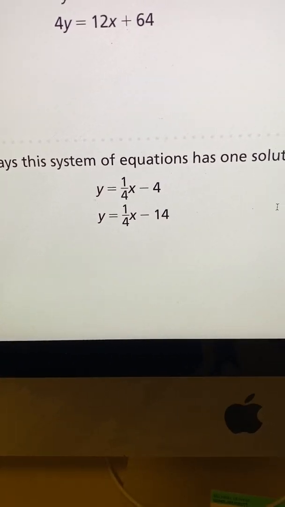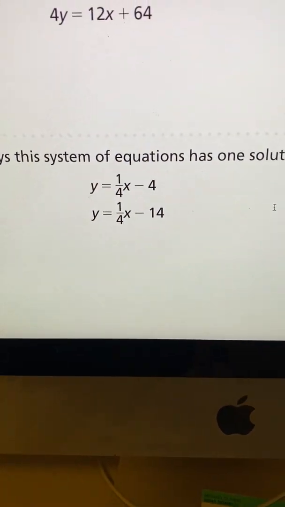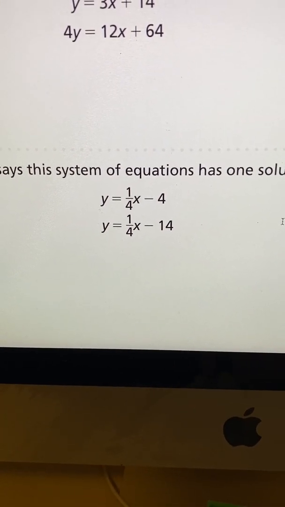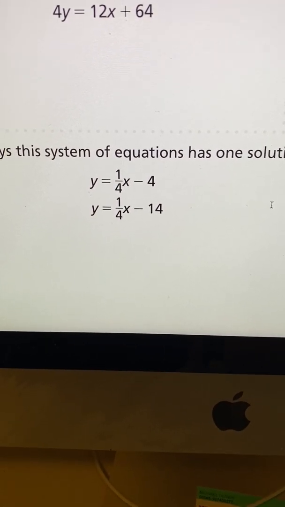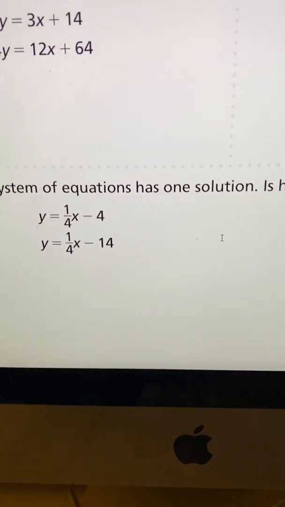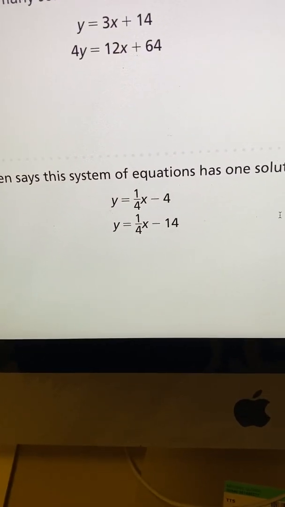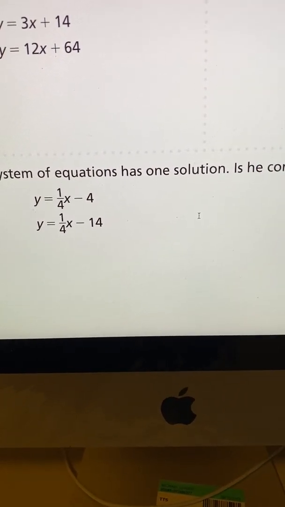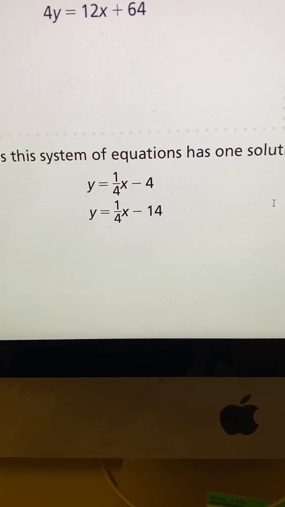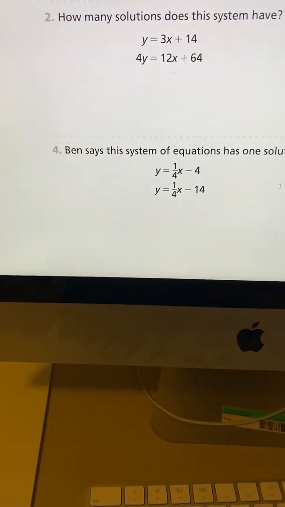The reason I can tell you without even doing anything is they have the same value in front of the x. They both have the same slope, 1/4. That means they are both traveling up 1, right 4, up 1, right 4. But they have different y-intercepts. So one of them is going to meet at -4. The other one's going to meet at -14, but they're both going to travel in the same path and never intersect. So there is not one solution. There are 0 solutions for number 4.